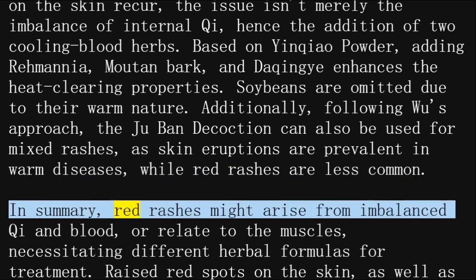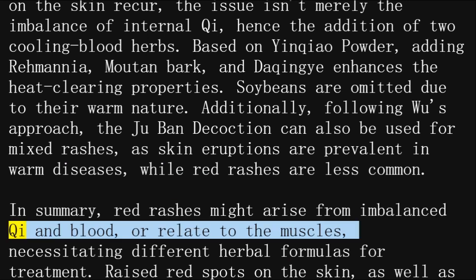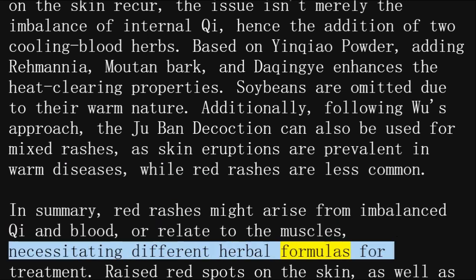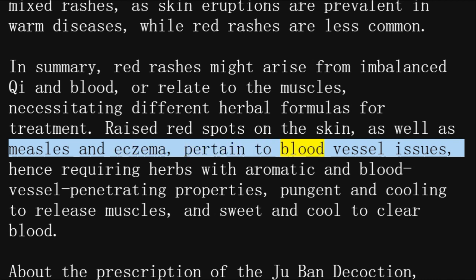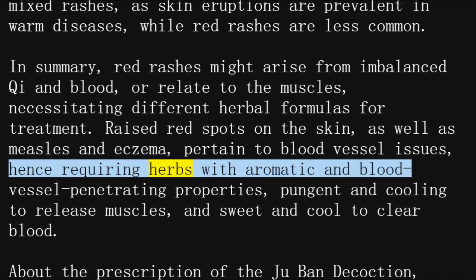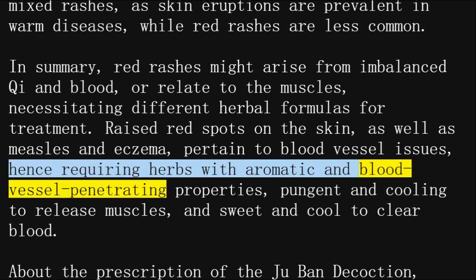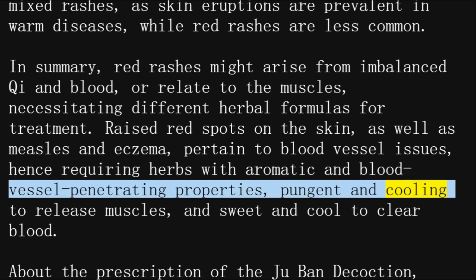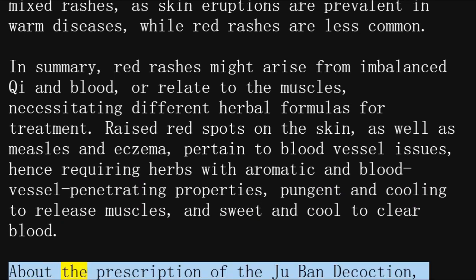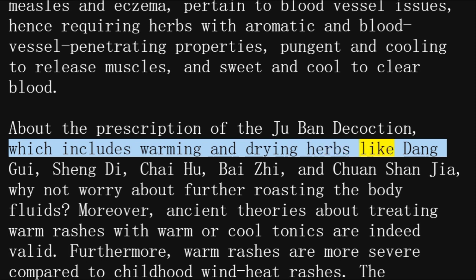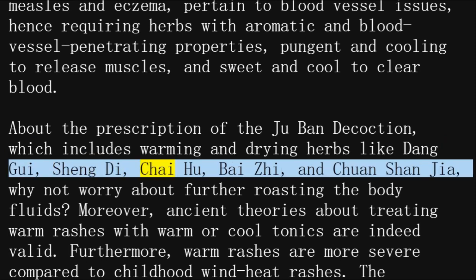In summary, red rashes might arise from imbalanced qi and blood, or relate to the muscles, necessitating different herbal formulas for treatment. Raised red spots on the skin, as well as measles and eczema, pertain to blood vessel issues, hence requiring herbs with aromatic and blood vessel penetrating properties, pungent and cooling to release muscles, and sweet and cool to clear blood.